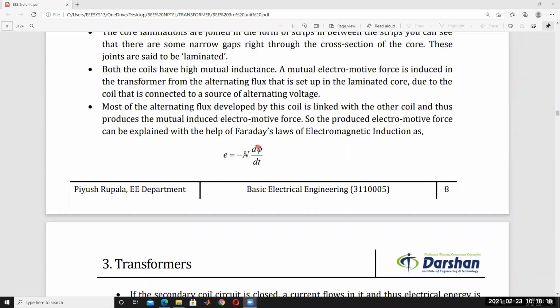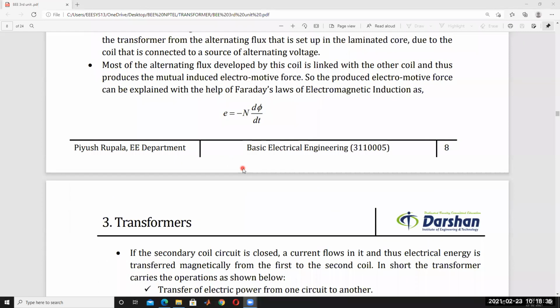According to Faraday's law, E is equal to minus N into d phi by dt, and also Lenz's law says the effect opposes the cause. So that's why it is taken as a minus. So E is equal to minus N into d phi by dt.